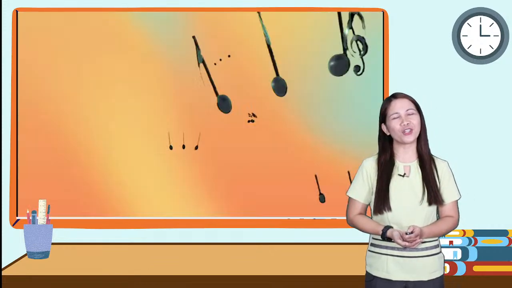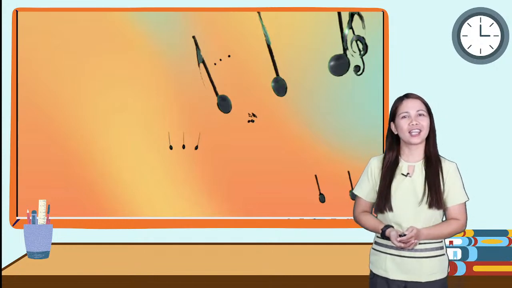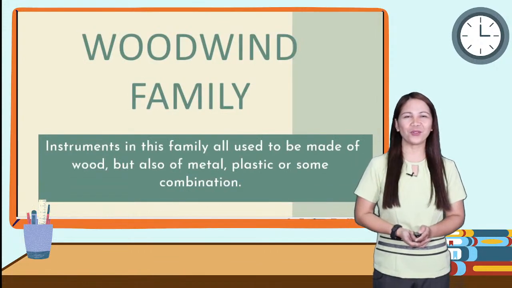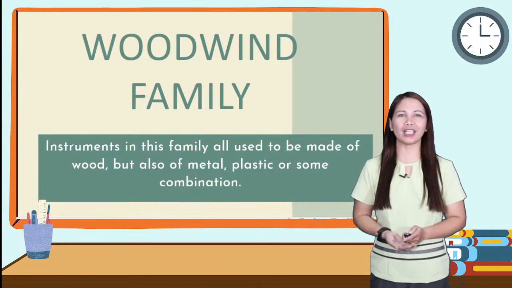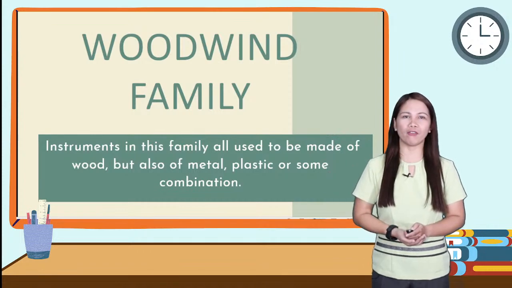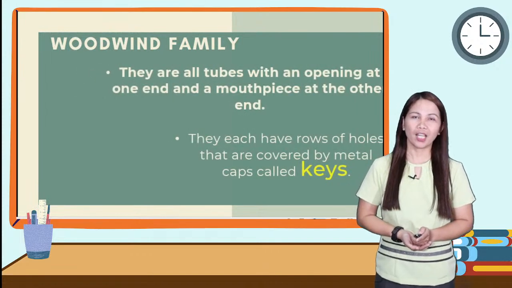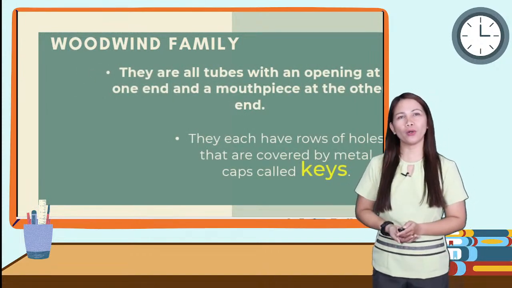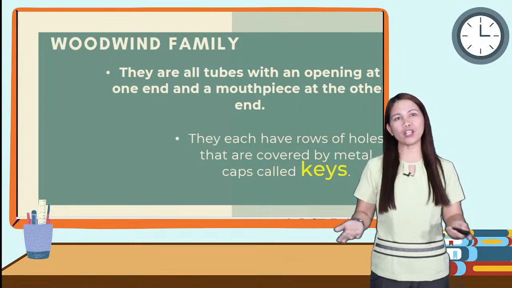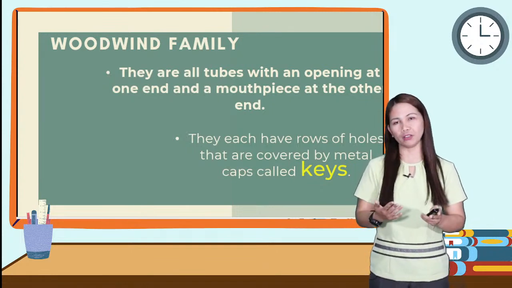Okay, so let's have the second family, which is the woodwind family. The instruments in this family used to be made of wood, but nowadays they are made of metal, plastics, or some combinations. They are all tubes with an opening at one end and a mouthpiece at the other end. And they each have rows of holes that are covered by metal keys or metal caps called keys.